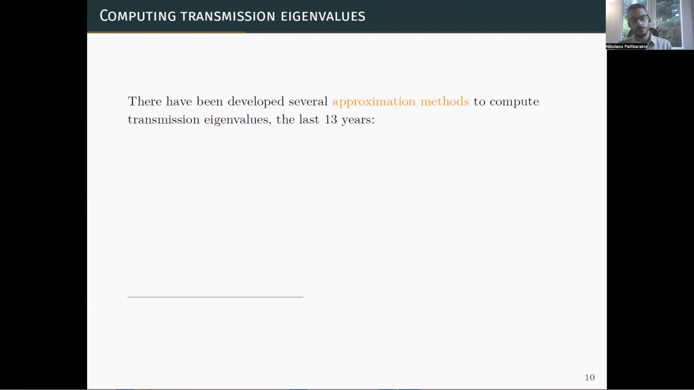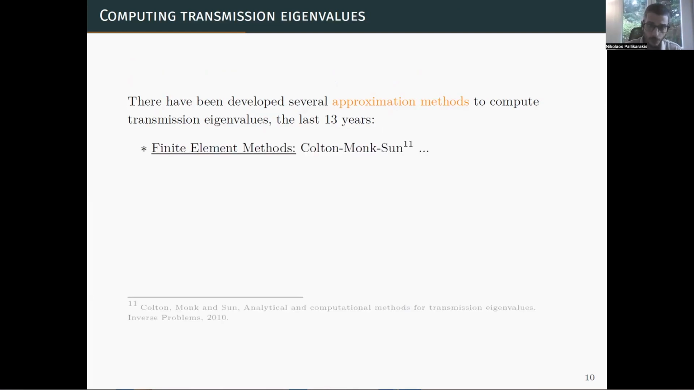On the other hand, for the transmission eigenvalue problem, since its high complexity and the difficulties appearing, only in the last 13 years have we seen results and works about that. The first paper was due to Colton, Monk and Sun in 2010, where they developed some finite element methods to accurately approximate the eigenvalues for some cases or domains. I think it was disks and squares.